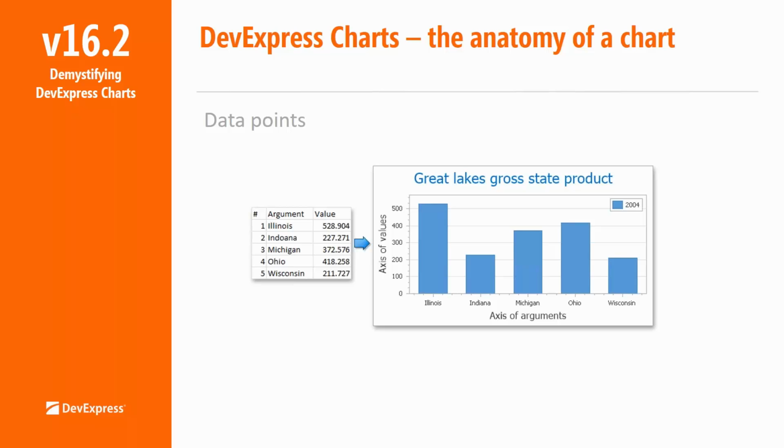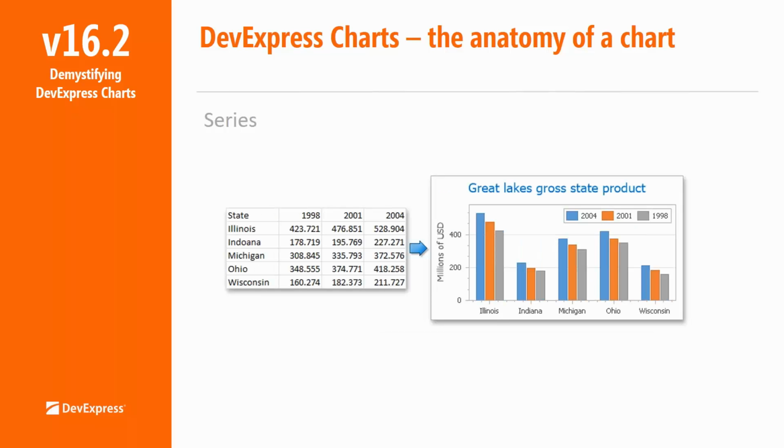So separators along the x-axis. Yeah, indeed. Now if we take that one step further, we may want to have multiple values per argument. So we're going to introduce multiple series. Again, we can see we've got state being the argument, and then we've got a separate set of values for each of the years represented in this data set, 98, 2001, 2004.